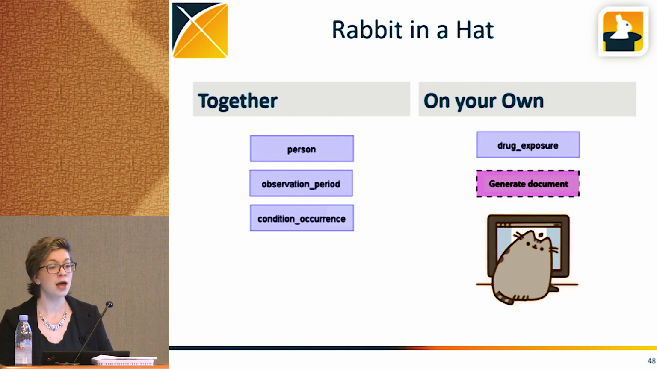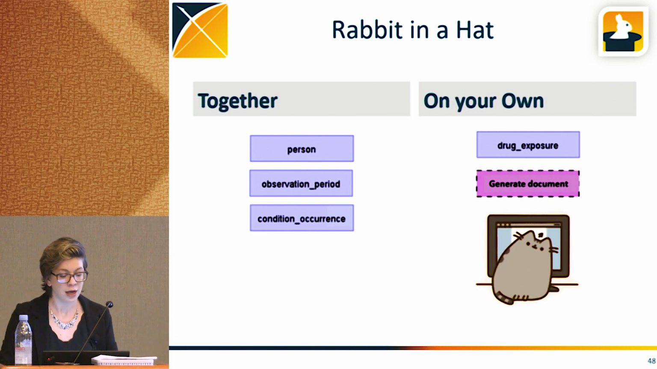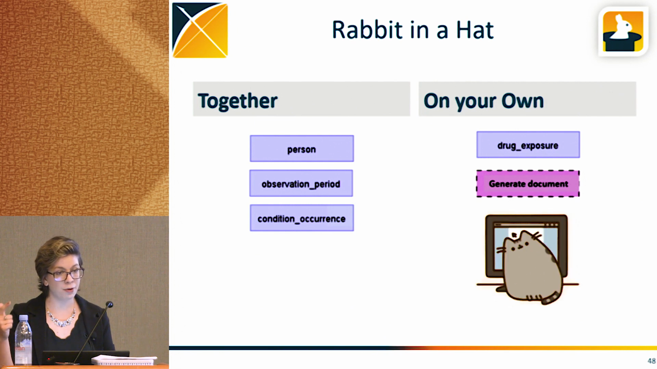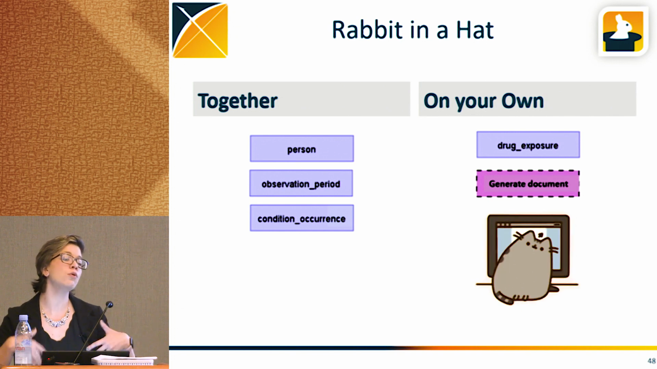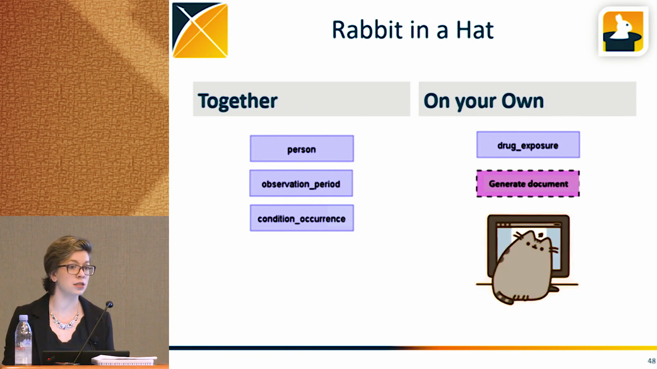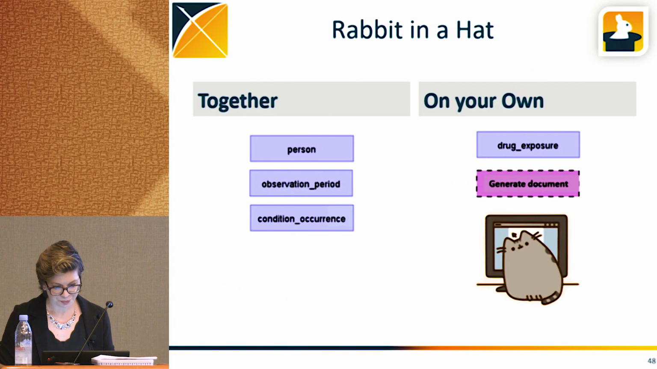So what I'm going to do, and we could do it together if you want, I'm going to work through the person table, the observation period table, and the condition occurrence table. And then you guys can try a drug exposure table on your own, and we'll also walk through how to generate the document. So we won't have finished an ETL in this case, but you'll have walked through the majority of the features of how to connect things.